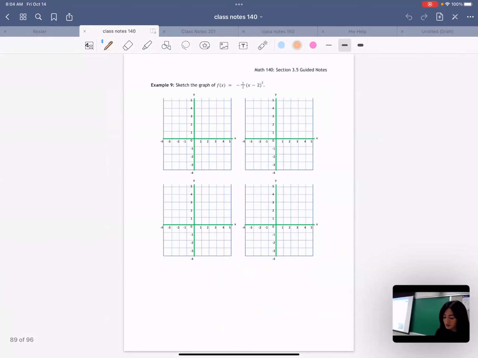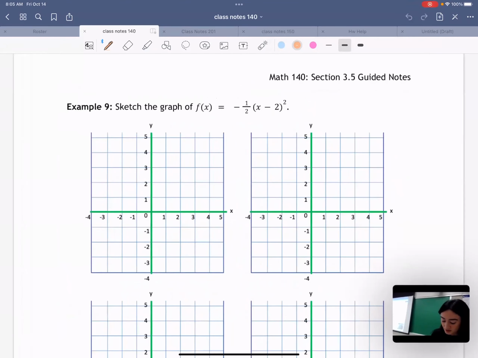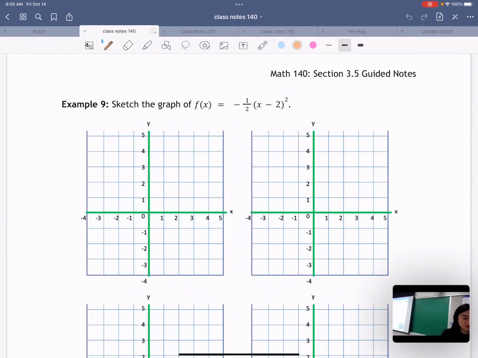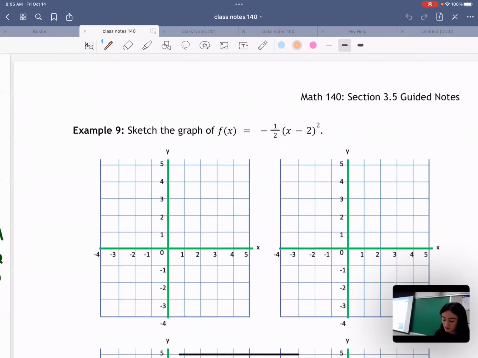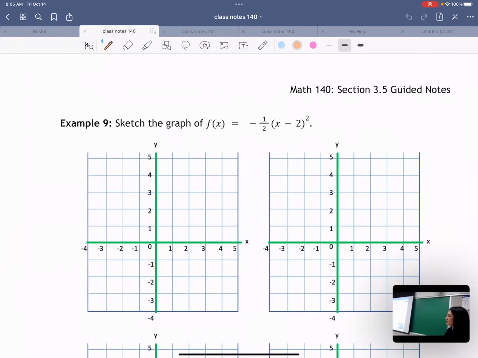So the next thing that I'm gonna do is we're gonna be given a function, and it might not just have a shift on it. It might have a shift, a reflection, and a stretch going on. And we're gonna figure out how we can do this all at once. Okay, so example 9 is an example of this, okay? And before I even start these questions, the order that you do these actually does matter, okay?